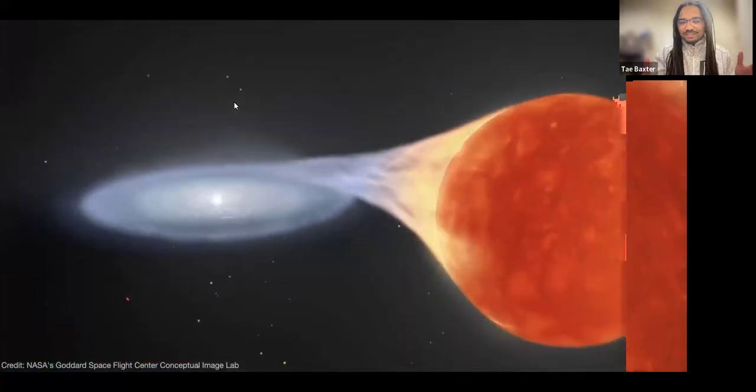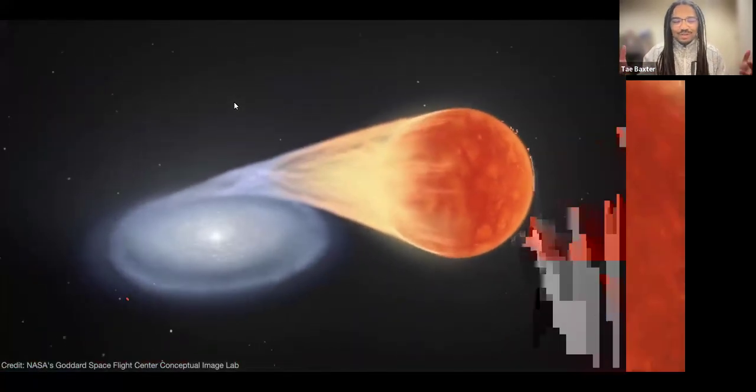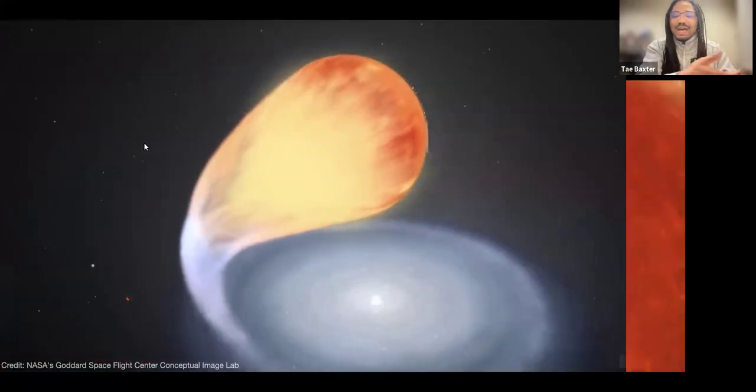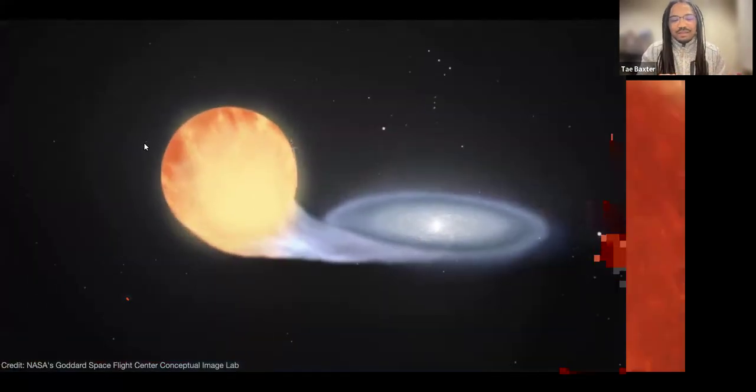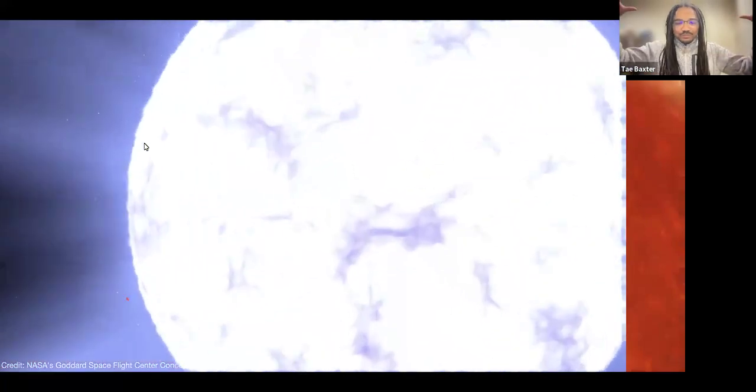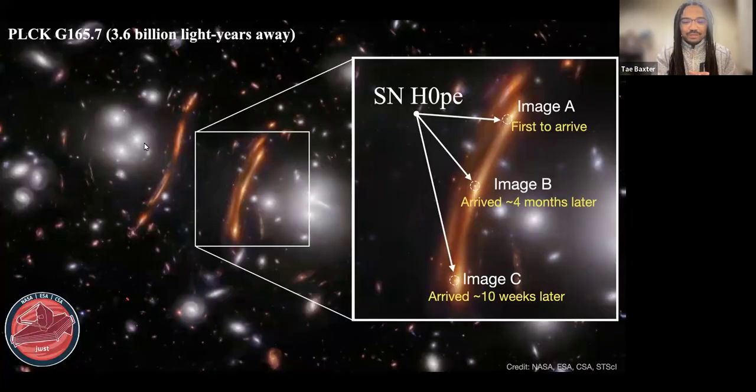So this is what we think the star that went kaboom looked like, the supernova. You have this stellar remnant in white. It's siphoning off gas from a more massive companion to a point where it reaches a critical density and just explodes. All right, so this is what we think happens, and this is what was captured in this JWST image.